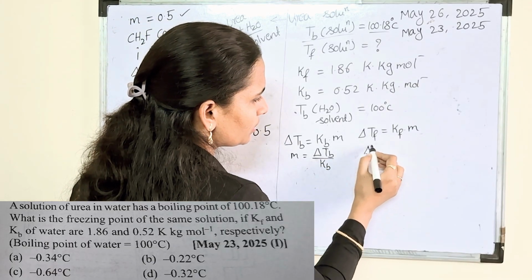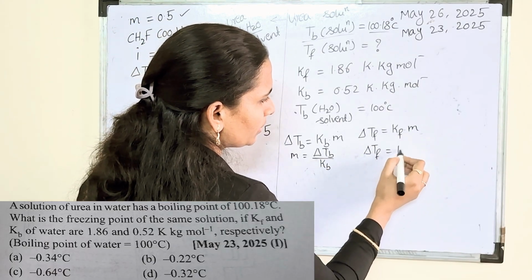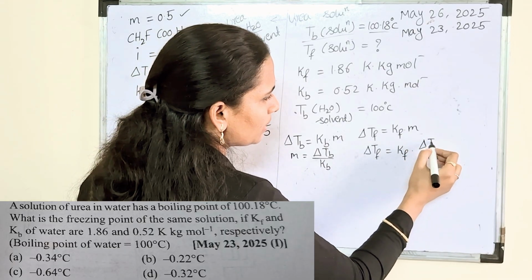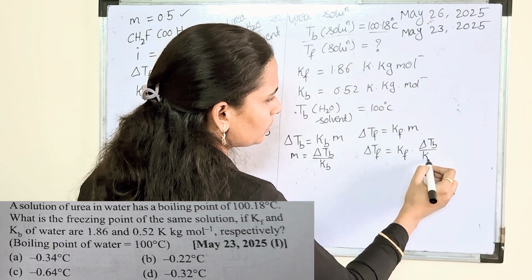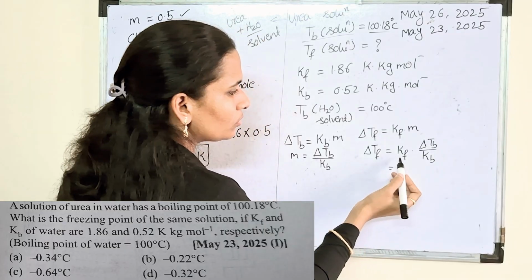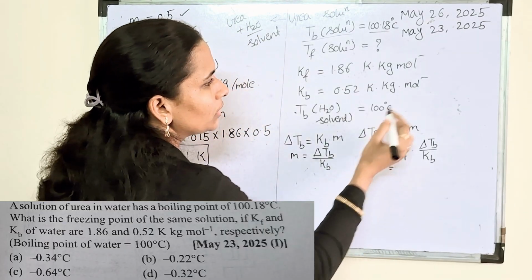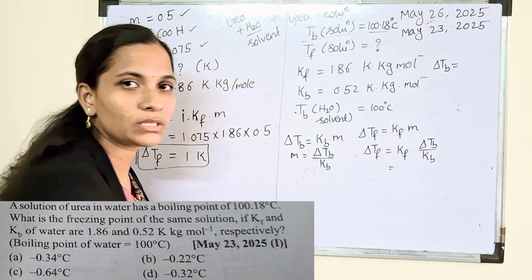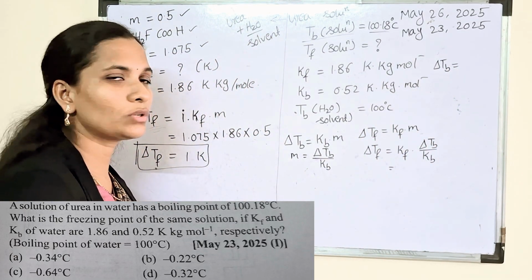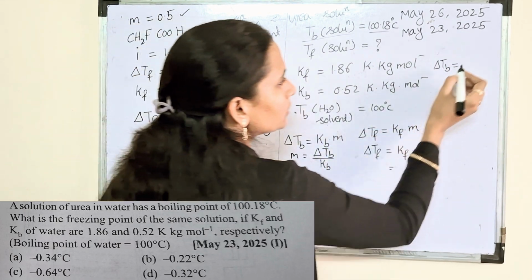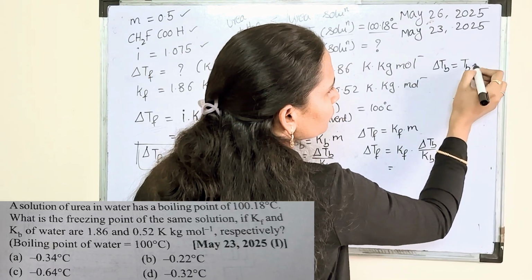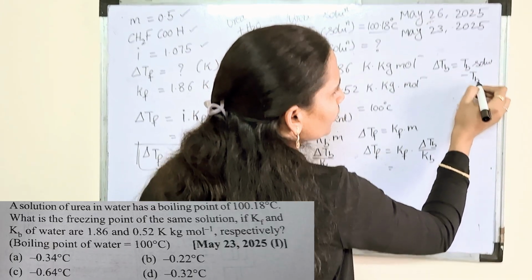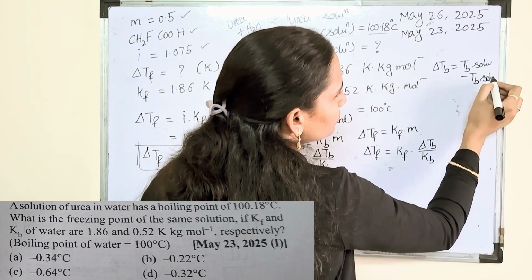So delta TF equals KF into molality. How much is this? Delta TB by KB. So we know the KF value and the KB value. Delta TB we need to calculate. How to calculate delta TB? Delta TB means the elevation in boiling point. So how do we calculate elevation in boiling point? Boiling point of solution minus boiling point of pure solvent.